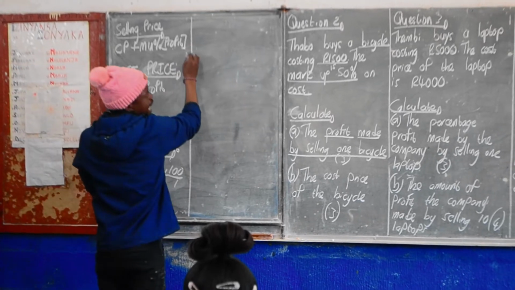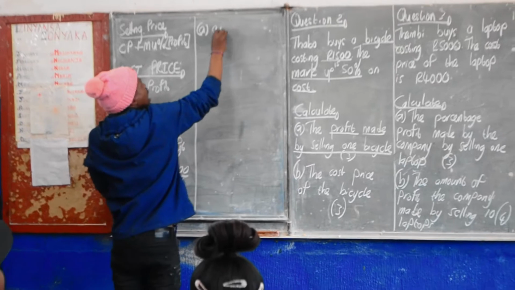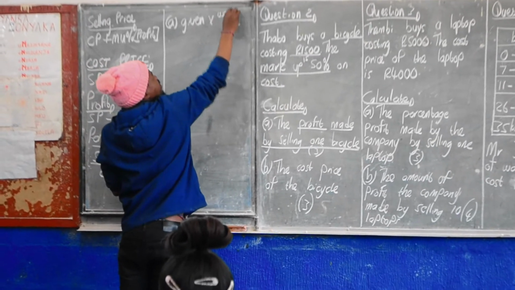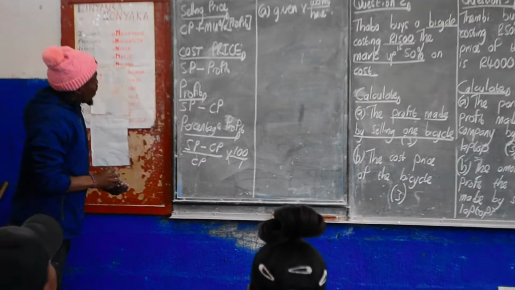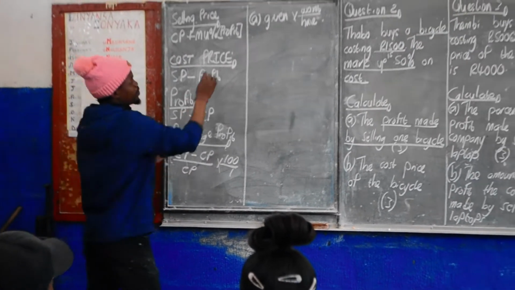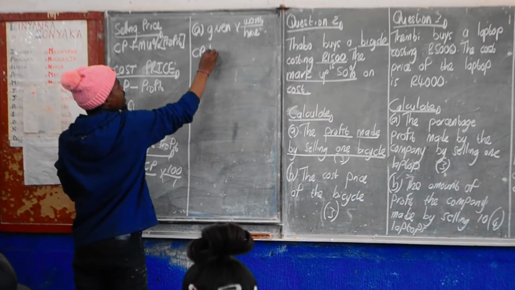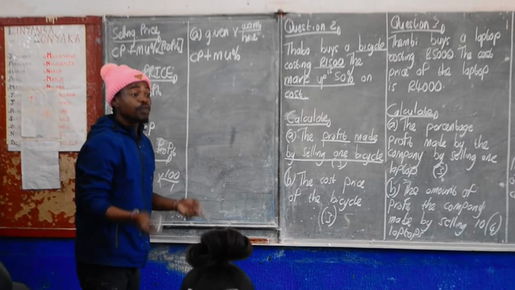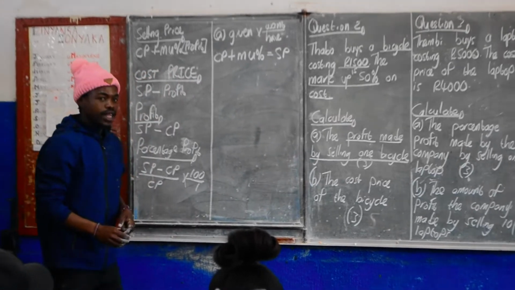So now remember, which is A, right? Question 2A. What do I know? I know that it is given times what we want divided by what you have. So now, what is my formula of a selling price? I say cost price plus markup percentage, which is the same as profit, which will be equal to the selling price. Are we here, guys?